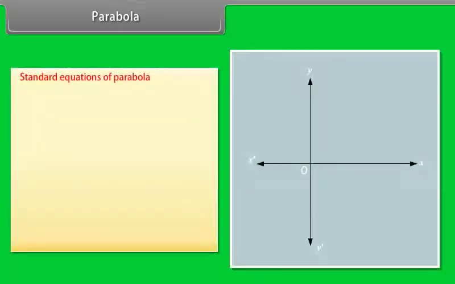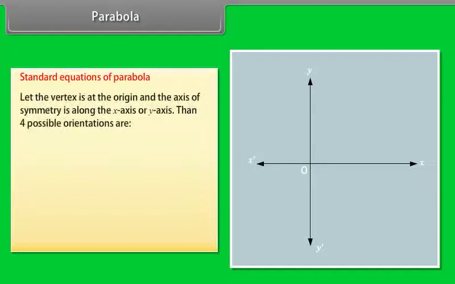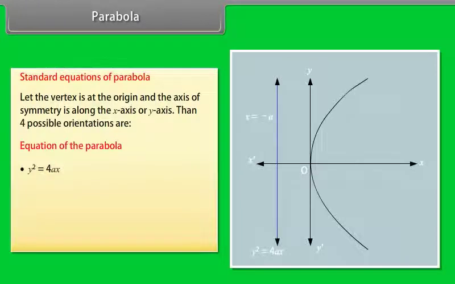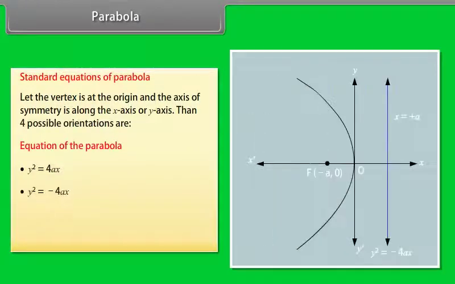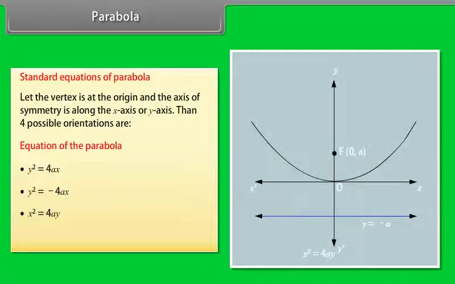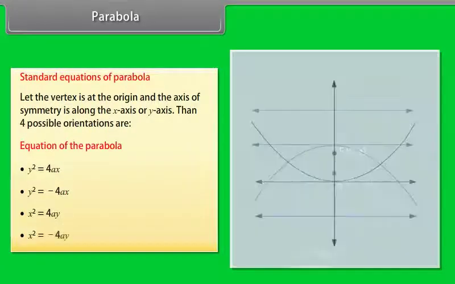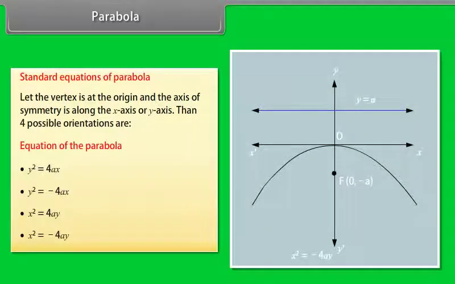Standard equations of parabola. Let the vertex be at the origin and the axis of symmetry be along the x-axis or y-axis. Then four possible orientations give these equations of the parabola: y squared is equal to 4ax. y squared is equal to minus 4ax. x squared is equal to 4ay. x squared is equal to minus 4ay.